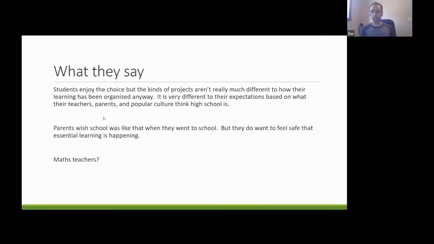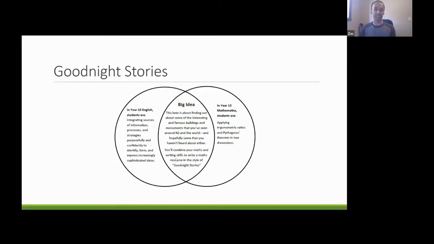Our parents, almost all of them, say they wish that school was like that when they went to school, but they also want to feel safe that the essential learning that they expect from a school is still there. And maths teachers have a huge range of different reactions, including myself, from extremely positive to the other end of the scale, depending on the day sometimes.